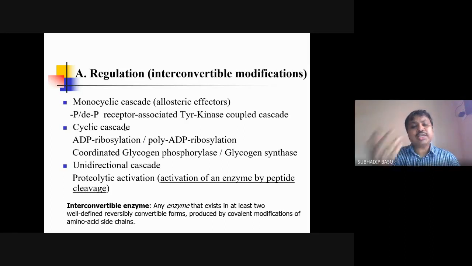So there can also be a unidirectional cascade. For example, proteolytic activation, which I just gave as an example. You have activation of an enzyme by peptide cleavage. So you have a peptide bond and it breaks into several separate peptides, and this is a unidirectional cascade. So you cannot apply another post-translational modification and get back the original peptide. Okay, so these are the different types of regulation that take place.